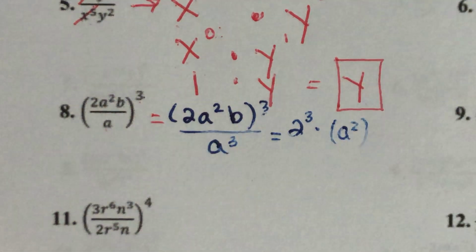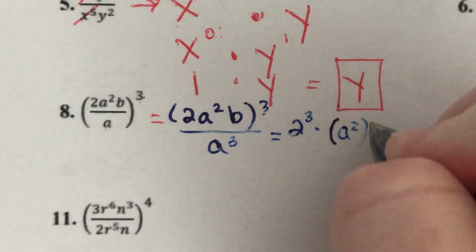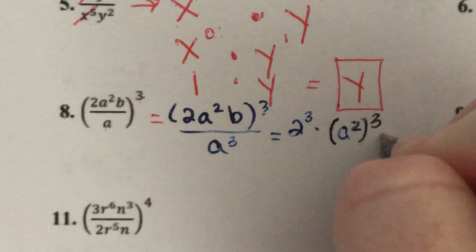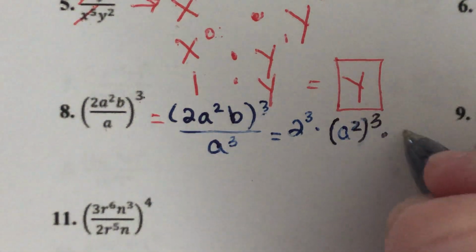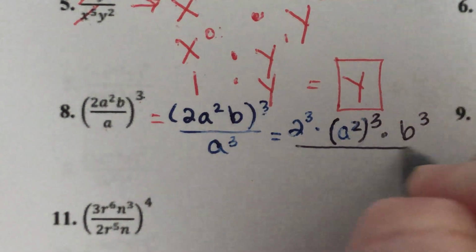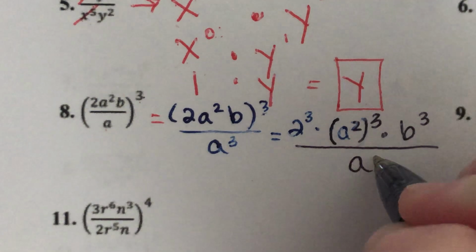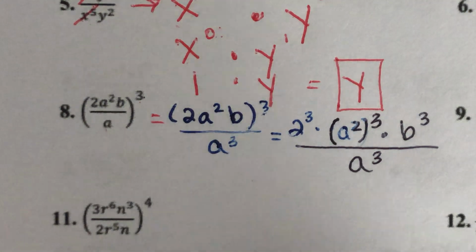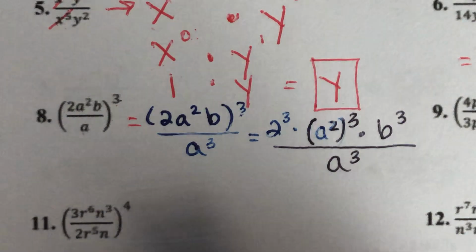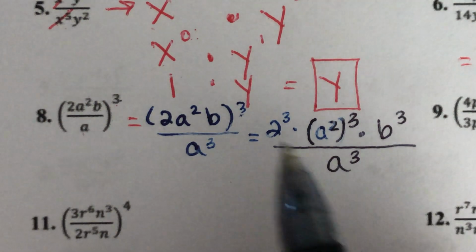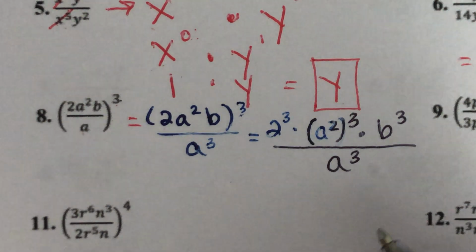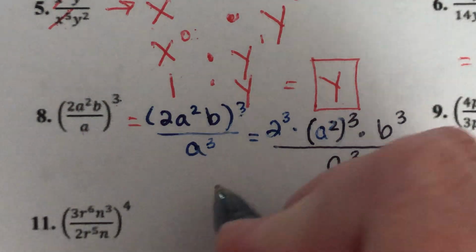Oh, my pen is dying. Times b to the third. That goes on top, and then on the bottom, I still have a to the third. Right? So I'm still simplifying here. They don't give you much room. I should have given you more room to simplify. 2 to the third means 2 times 2 times 2. That's 8.